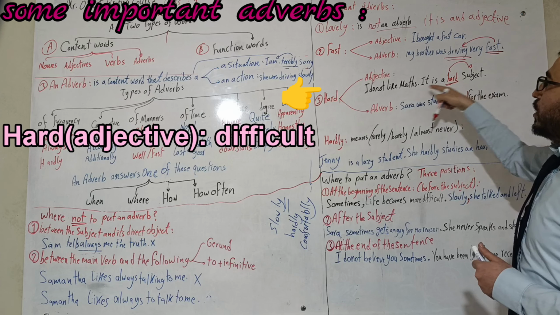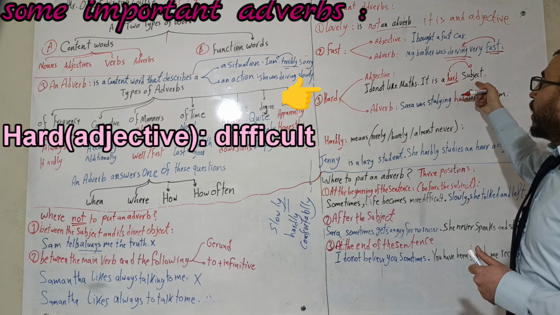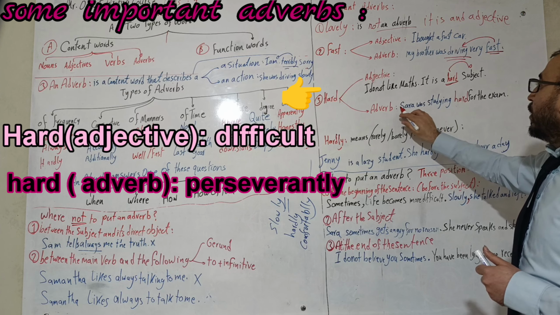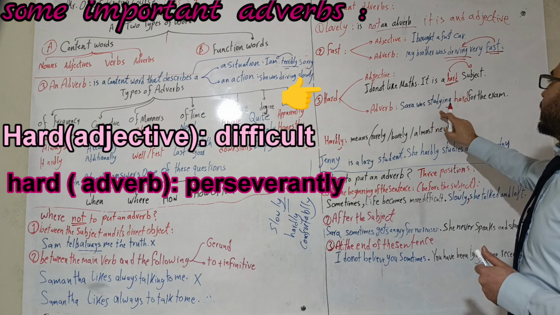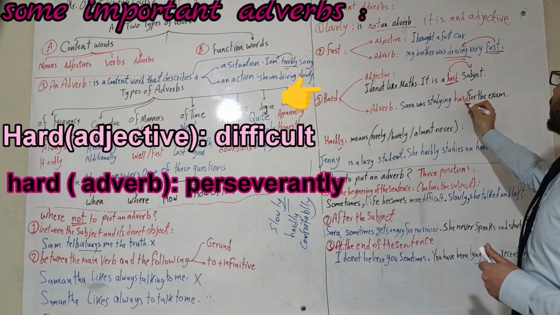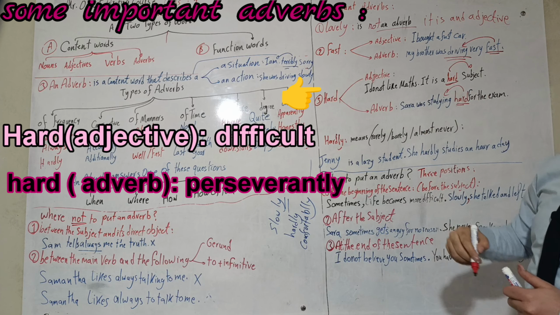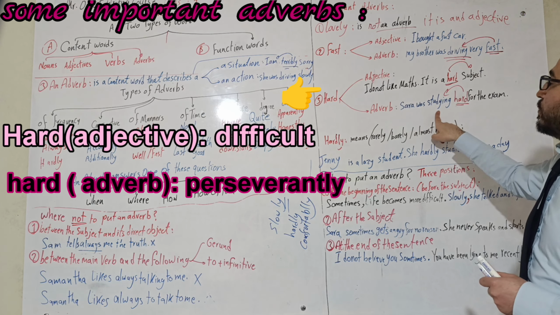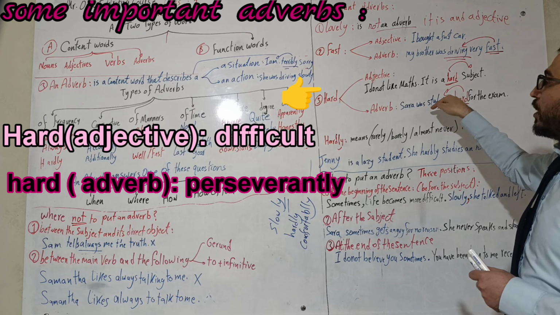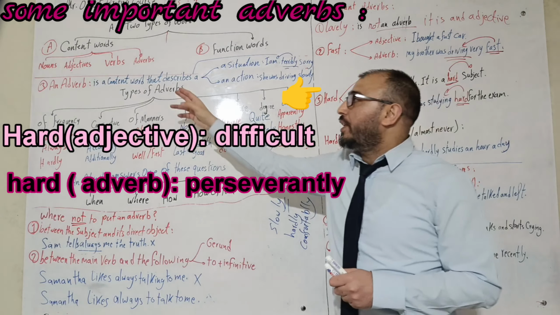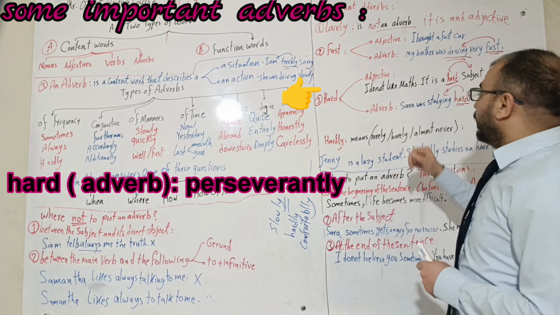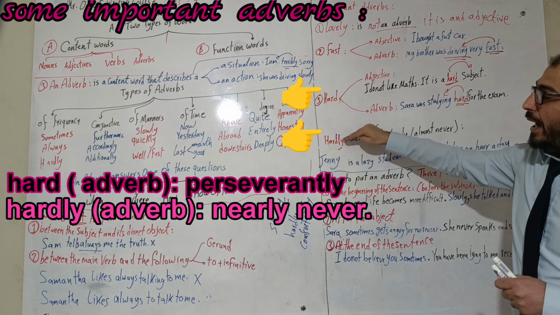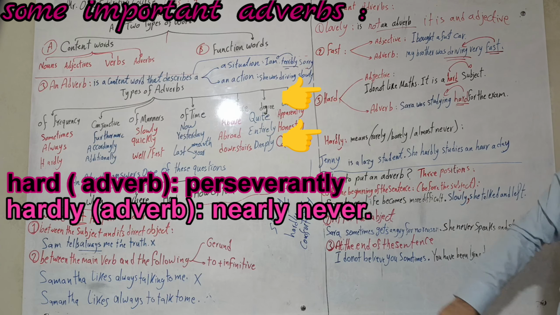It is a hard subject, it means math, so I am describing the subject here, and the word hard is an adjective. And here we have, Samantha was studying hard, and here I am describing how Samantha was studying. So I am describing the verb, and the word hard here, according to the definition of an adverb, is an adverb.